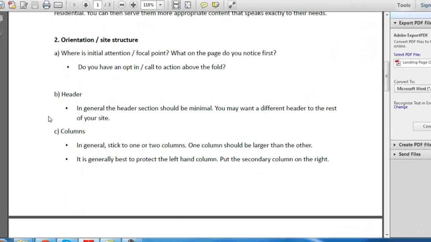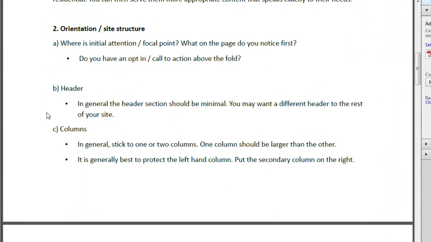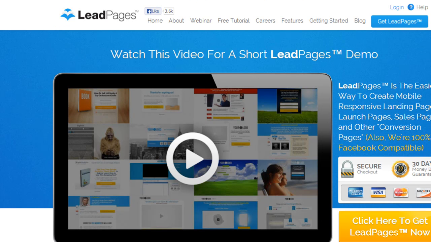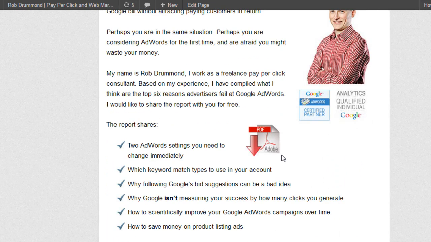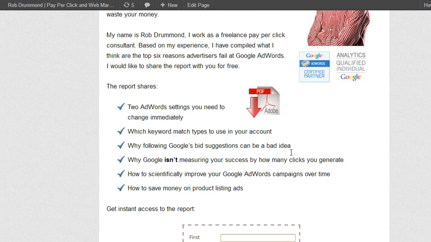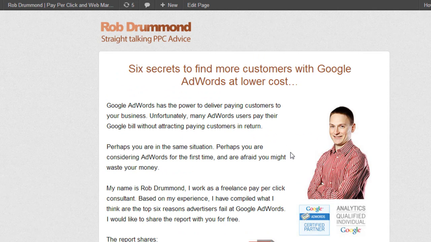In terms of columns, this is a bit of a moot point, but in general I would stick to 1 or 2 column layouts. In general, if you've got a lead generation site, I tend to find that a 1 column layout tends to work best. So what I mean by a 1 column layout is, if I come back to my own landing page, this would be a 1 column layout. So essentially we have 1 block of content in the middle. And this essentially starts to resemble more of a long form sales letter. And I found that for lead generation that can work quite well.